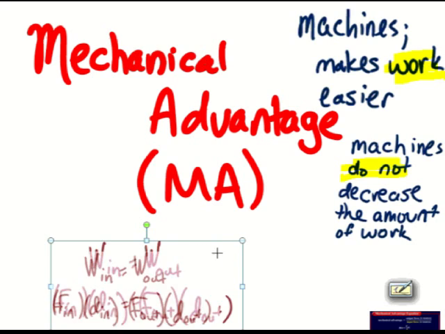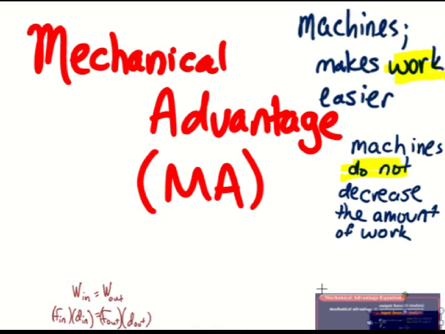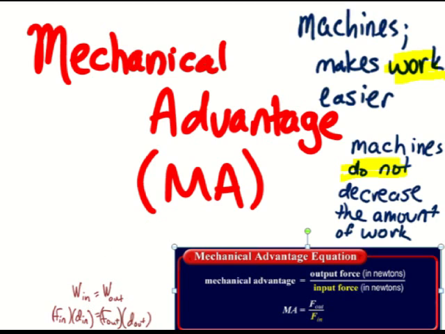But the equation for a mechanical advantage is looking at the force in terms of effort going into the machine. The force in is going to be in the denominator, and the force output is going to be in the numerator, and that's going to be determining our mechanical advantage, also known as MA. So let's look at some examples.